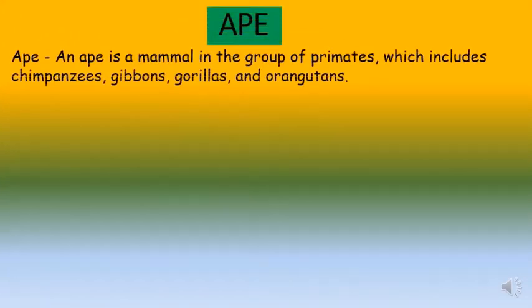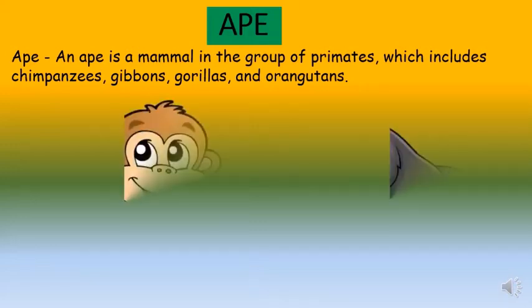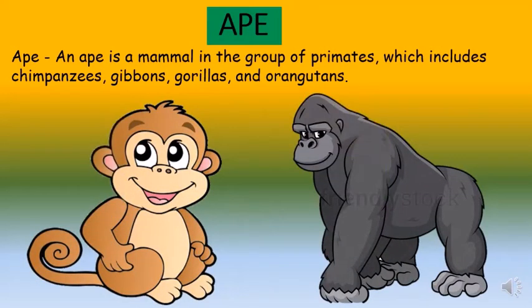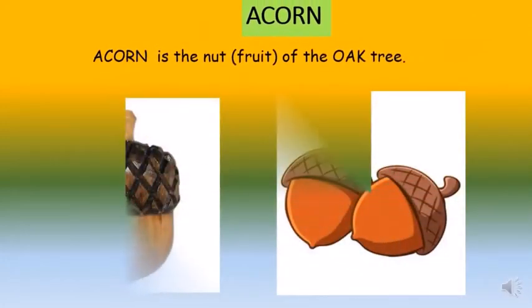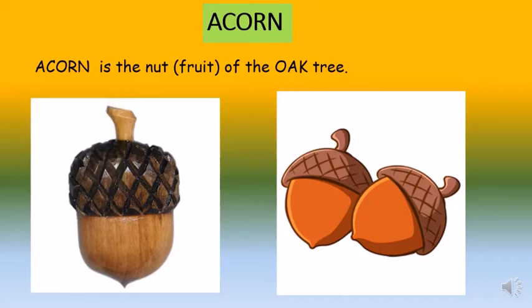An ape. An ape is a mammal in the group of primates, which includes chimpanzees, gibbons, gorillas, and orangutans. Wow. Acorn. An acorn is the nut or a fruit of the oak tree. So kids, have you learned some new words starting with alphabet A? I think yes, you have.